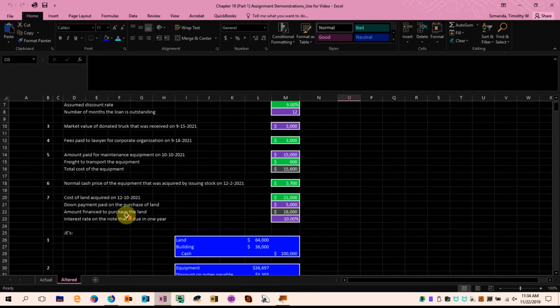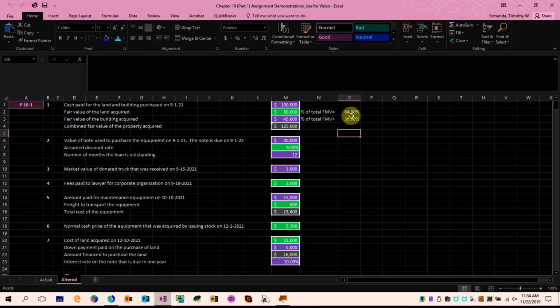75 to 80. One of the first things I did before I completed the journal entries below is I allocated the total fair value of each of the components, land and building, proportionally. So we see that using my altered data, the land constitutes 64% of the total fair market value. Therefore, its 64% will be applied to the $100,000 when allocating the cost. And the 64% is derived by using my numbers again, the 80,000 into the sum of 80,000 plus 45,000.